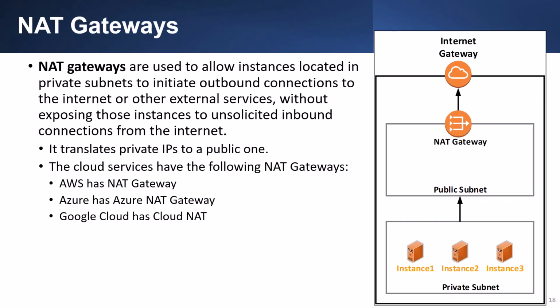NAT gateways are used to allow instances located in private subnets to initiate outbound connections to the Internet or other external services without exposing those instances to unsolicited inbound connections from the Internet. It translates private IPs to a public one. The cloud services have the following NAT gateways. AWS has NAT Gateway, Azure has Azure NAT Gateway, and Google Cloud has Cloud NAT.